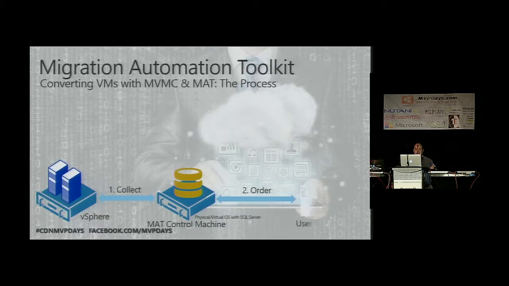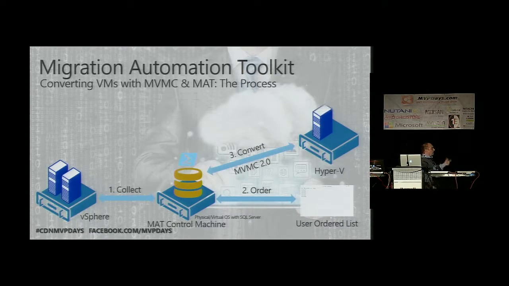The second step is the user order list. So after that, I can set up the order lists. So remember the block of 10. I can say, okay, I want this 10 first, this 10 after, this 10 after, and so on, so on, so on. So you set up the order that you want to migrate. Okay? After that, you start the conversion.